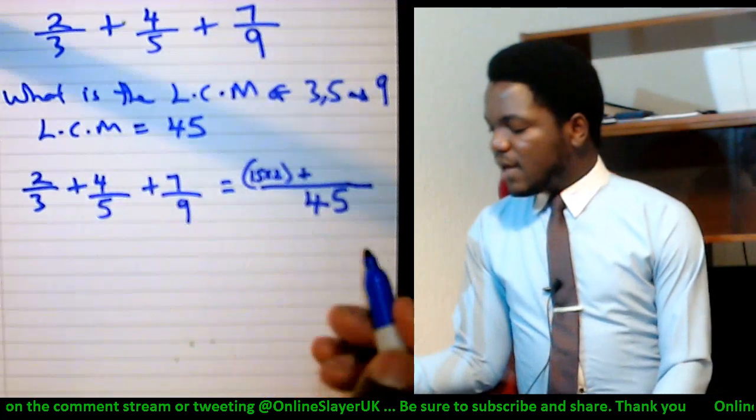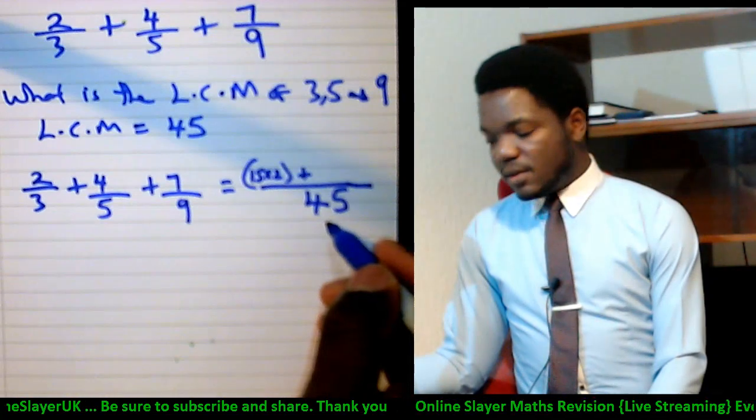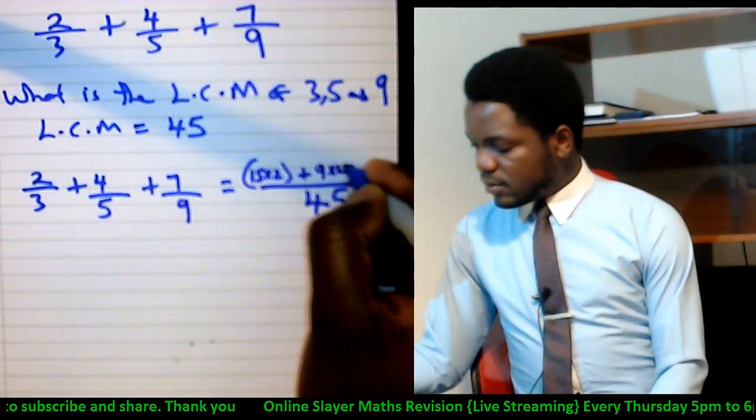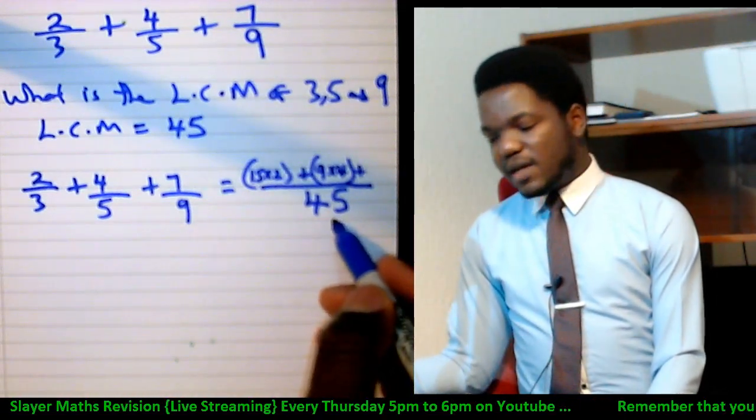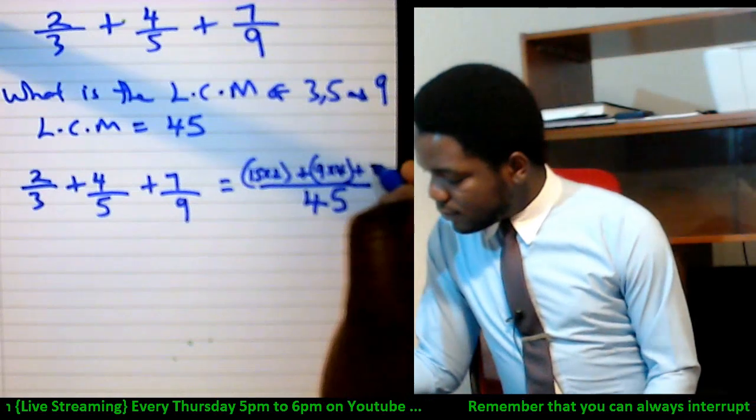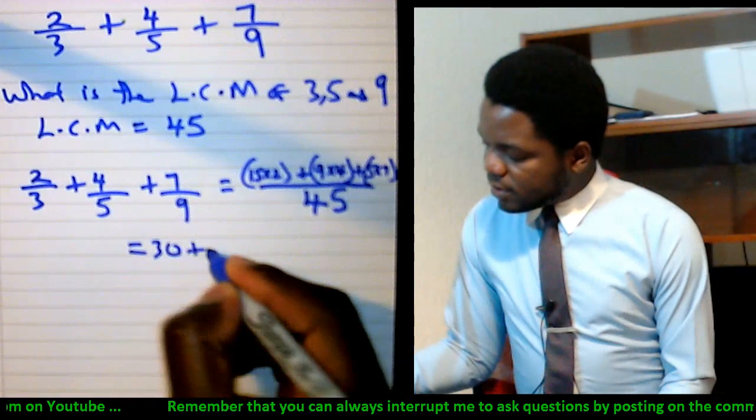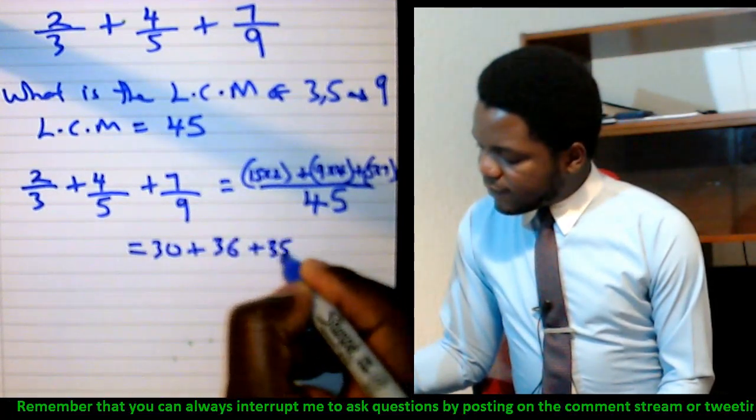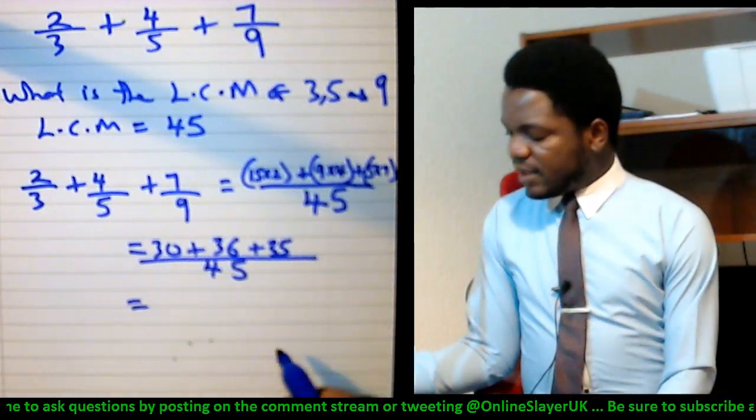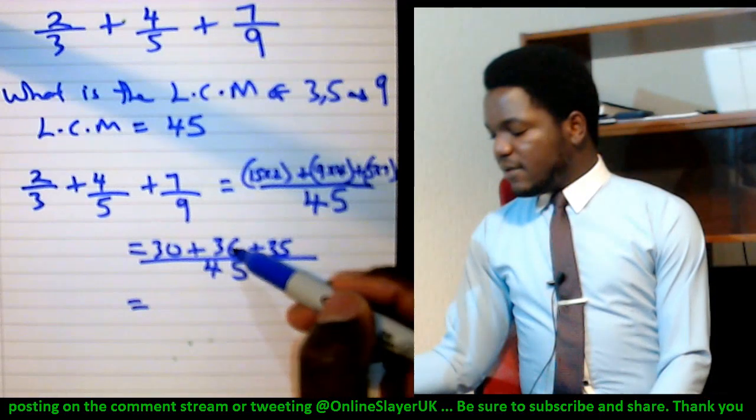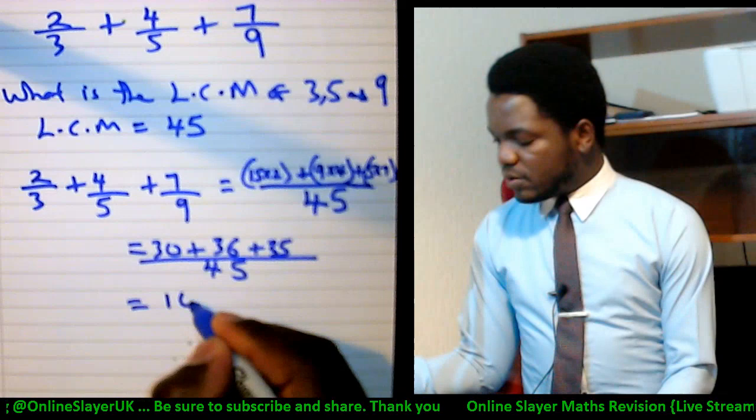Plus, because there's a plus here. How many 5s do you have in 45? 9. 9 times 4 plus. How many 9s do you have in 45? 5. 5 times 7. So that adds up to give you 30 plus 36 plus 35, all divided by 45. And if you do your addition properly, you have 36 plus 35, which is 71, plus 30, which is 101, divided by 45.